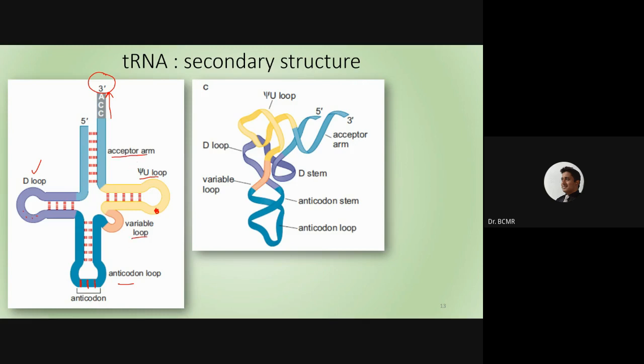And the variable loop has different sizes and lengths, and in some cases it's not present. And so we call it the variable loop. But otherwise, typically, the majority of the tRNAs have these 4 arms, and their functions are almost similar in the majority of the cases.